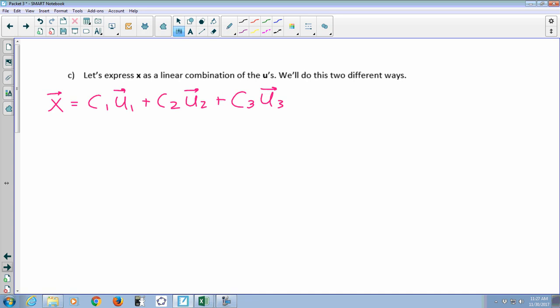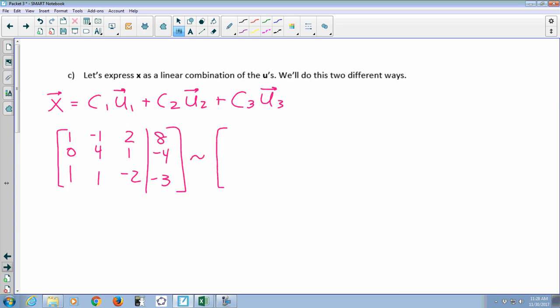This is a question I could have asked you in like the second week of classes, right? You basically just set up a matrix augmented with the x and row reduce. So this is going to be 1, 0, 1. That's u1. u2 is -1, 4, 1. u3 is 2, 1, -2. Augment with your x, which is 8, -4, -3. And row reduce, and you'll get your c's, your vector of unknowns.